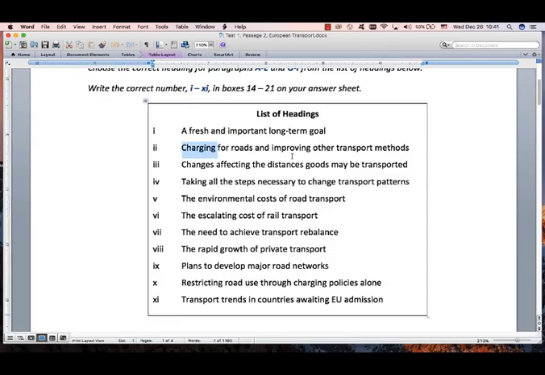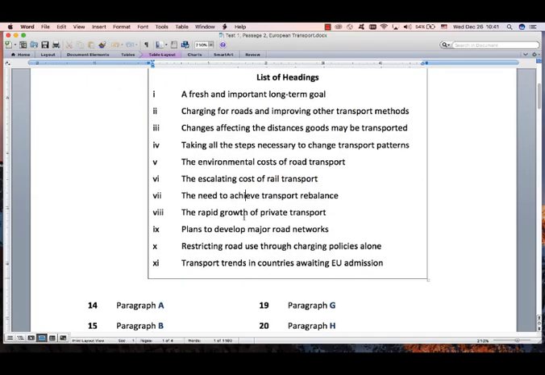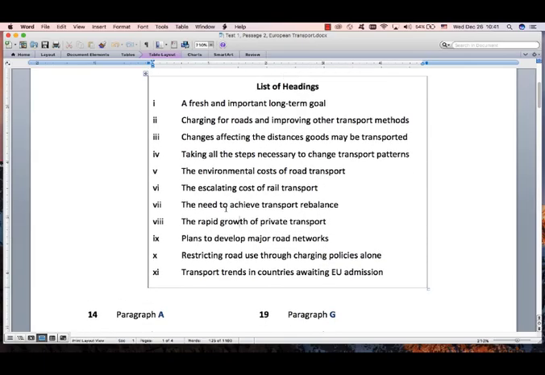Charging. This is charging money. No. Changes affecting the distances goods may be transported. Don't think so. All the steps necessary to change transport patterns. It's quite general. Environmental costs. No, not in our sentence. The escalating, increasing costs of rail. No. Need to achieve rebalance. No. Private transport, rapid growth. No. Major road networks, restricting road use through these policies alone, and EU admission. So nothing there from the first sentence, but still important for you to go through it slowly.